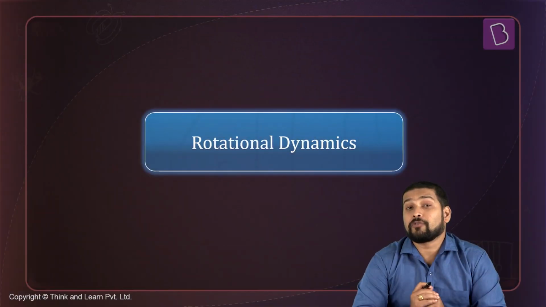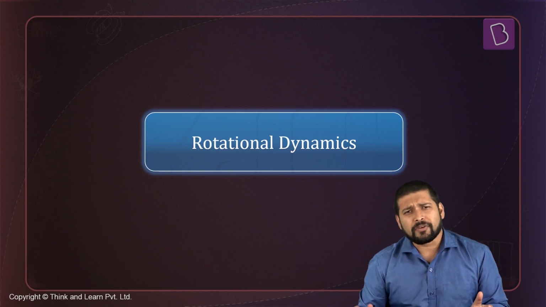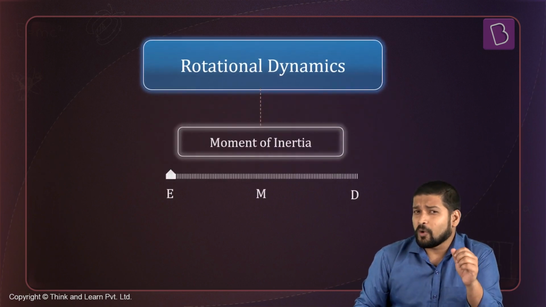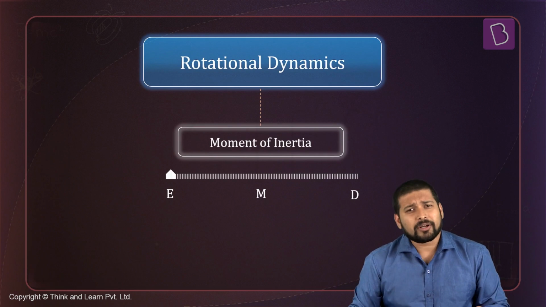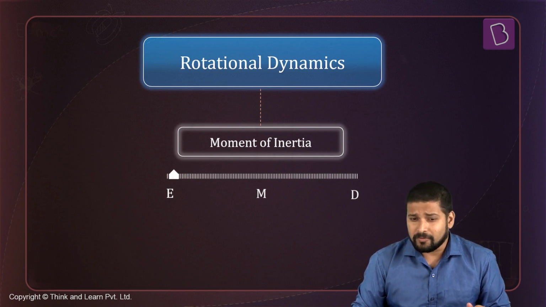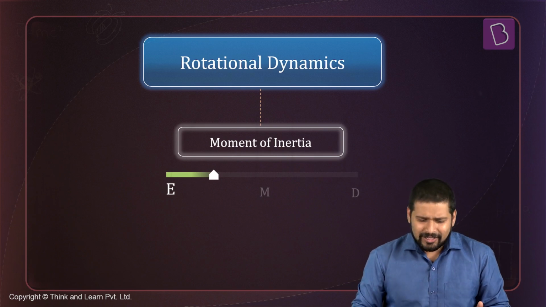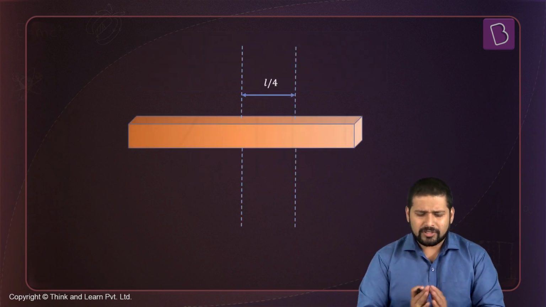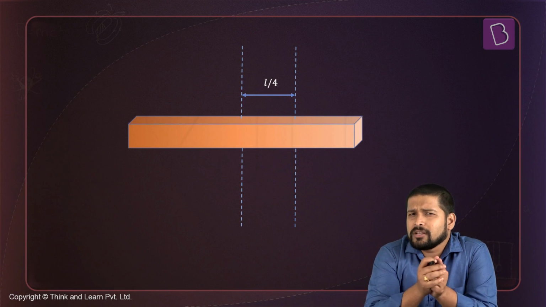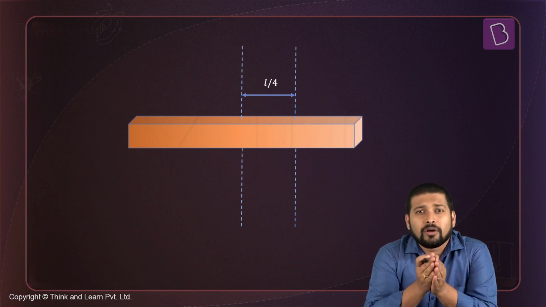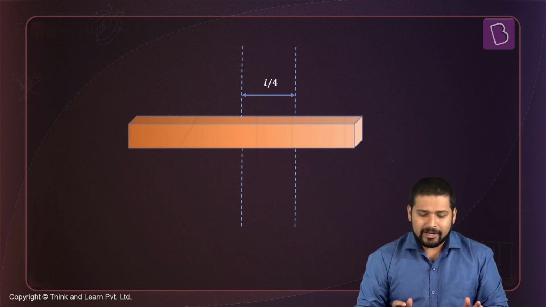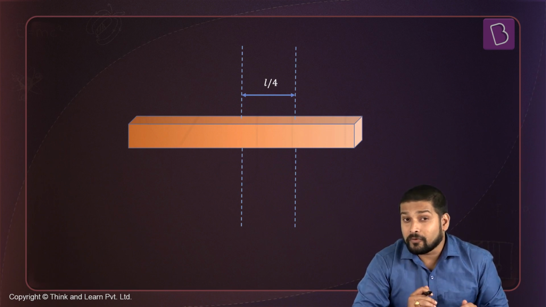Now this is a question from rotational dynamics, more specifically from the concept of moment of inertia. And if I talk about the difficulty level of this problem, you can term that as an easy problem. So let's look at this question. This question says that we have to find the value of radius of gyration of a rod about an axis which is at a distance of L by 4 from its center.